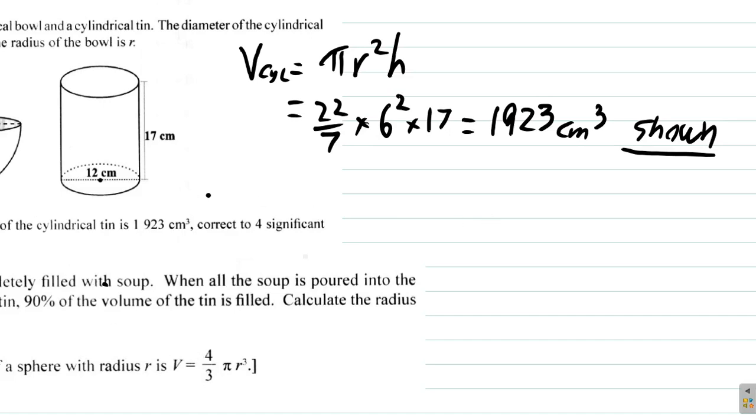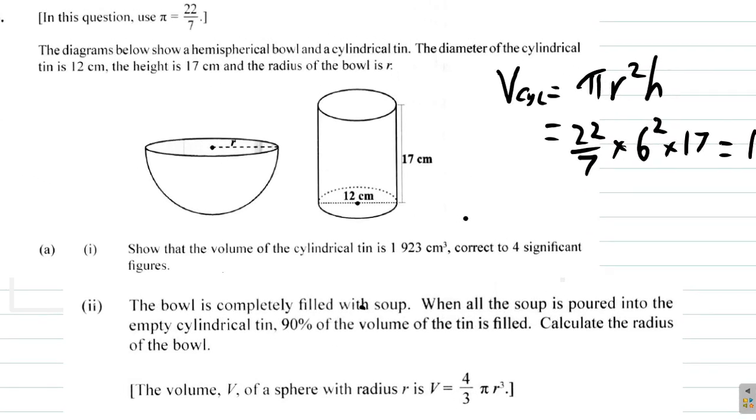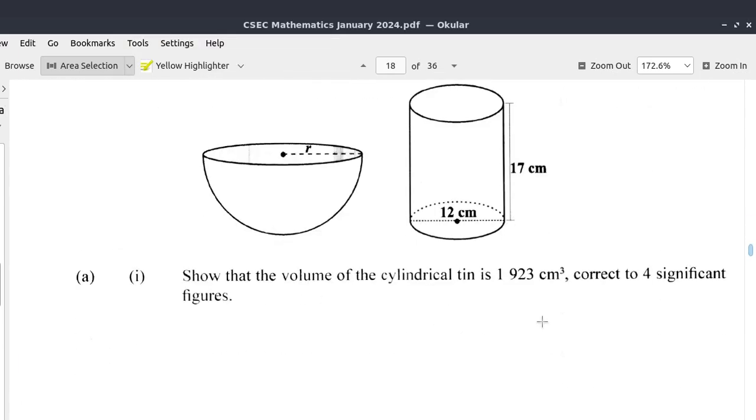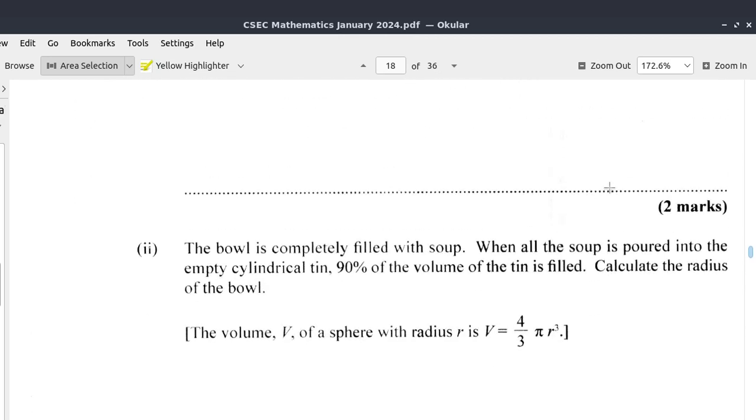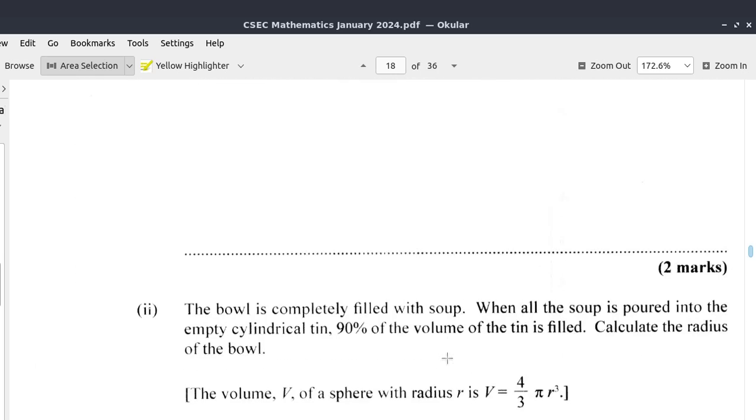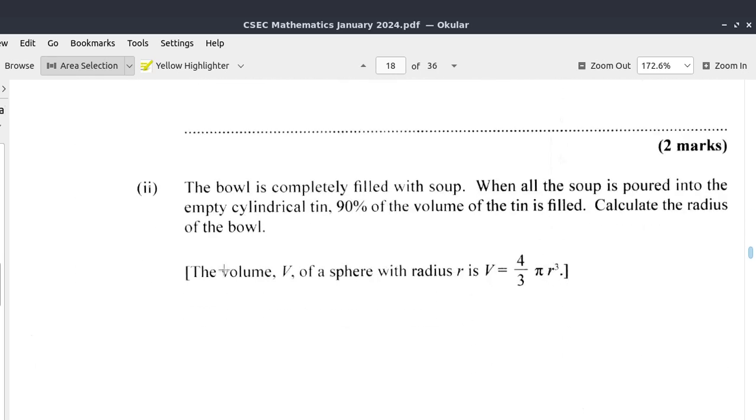Okay, this is where we left off from our last video. We had looked at question 6A1 and we're ready to look at question 6A2 now. They say the bowl is completely filled with soup. When all the soup is poured into the empty cylindrical tin, 90% of the volume of the tin is filled. You must calculate the radius of the bowl, and they give you the volume of a sphere, 4/3 pi r cube.